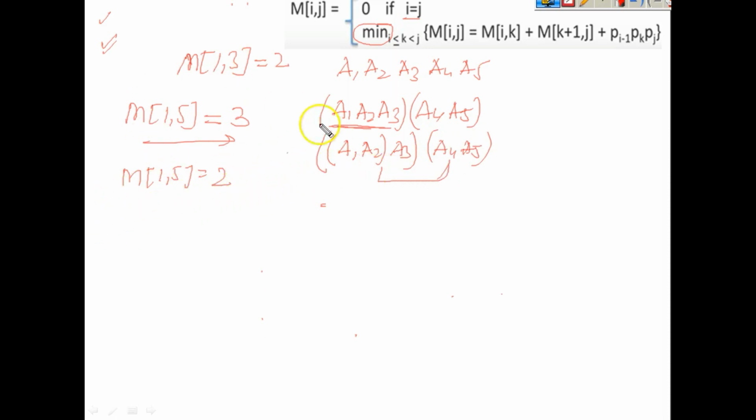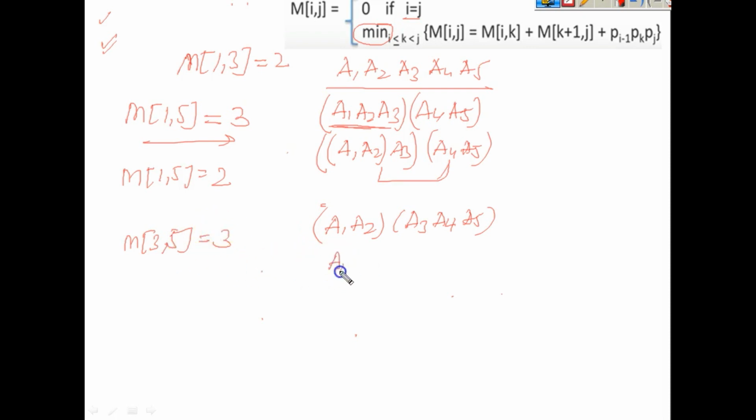Now let us take another case. If M15 equals 2 in this sequence of matrices, that means we need to multiply this way: A1 and A2 together first, and then A3, A4, A5 should be multiplied together. Now this is already the smallest format, we cannot split it further, but this one is to be split further. When I say split, we need to identify whether we multiply A3 into A4 first or A4 into A5 first. So to get this, we will look at the cell M35.